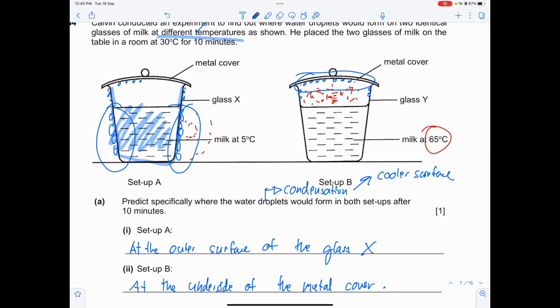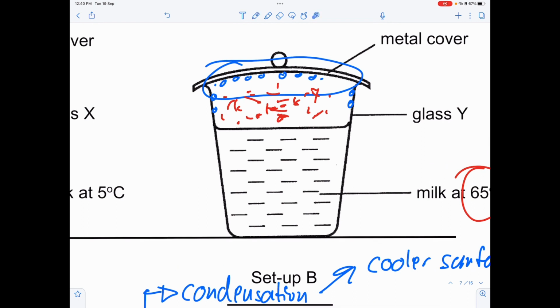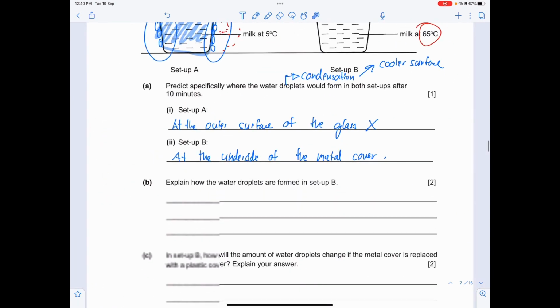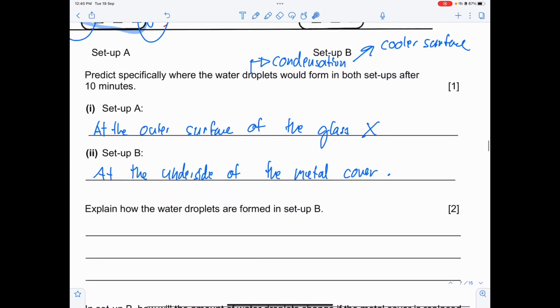So it's a water cycle question. You would want to be able to identify the source of your warmer water vapor. Now that you have already identified that the water droplets are going to condense over here, this must be your cooler surface. Where is your warmer water vapor? It's actually here, inside the glass, because the water here would have evaporated. So how are we going to craft this answer?